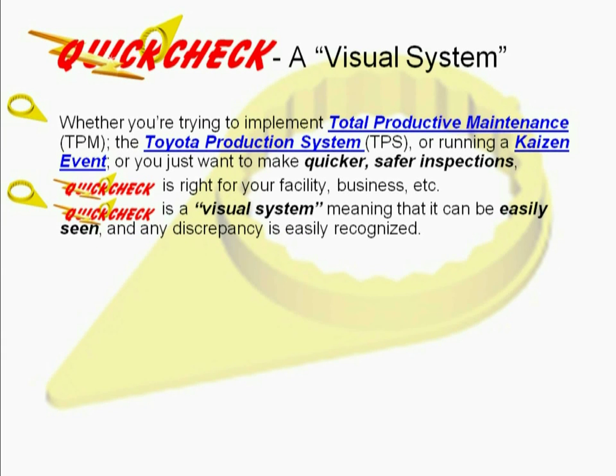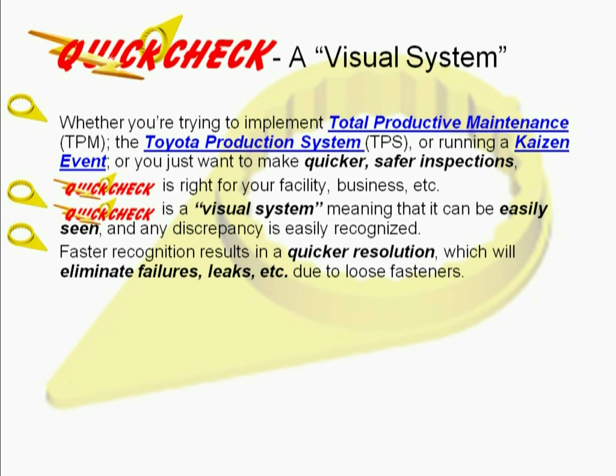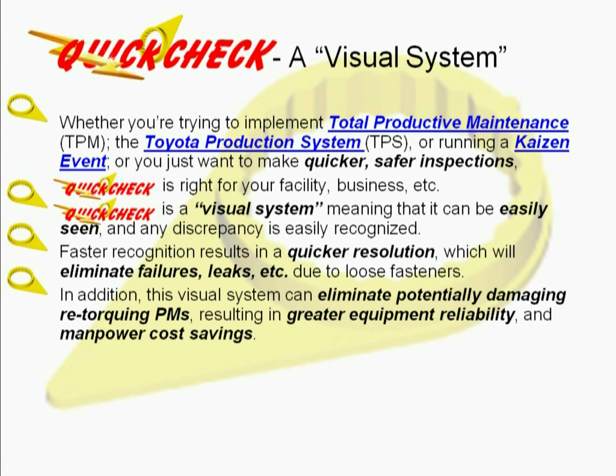Quickcheck is, as I said, a visual system, meaning that it can be easily seen and any discrepancy is easily and quickly recognized. Faster recognition results in a quicker resolution, which will eliminate failures, leaks, or other types of failures due to loose fasteners. In addition, this visual system can eliminate potentially damaging retorquing PMs, which results in greater equipment reliability and manpower cost savings.